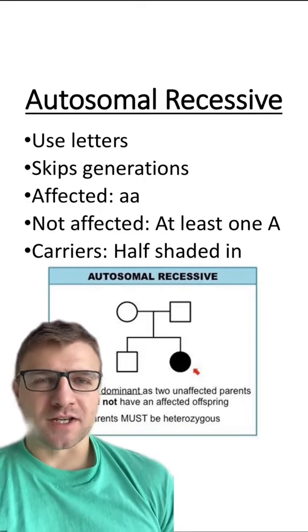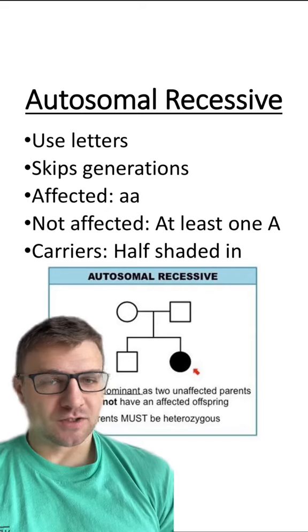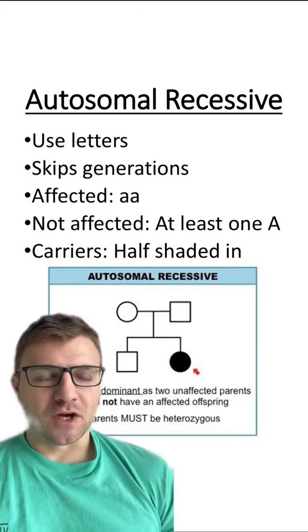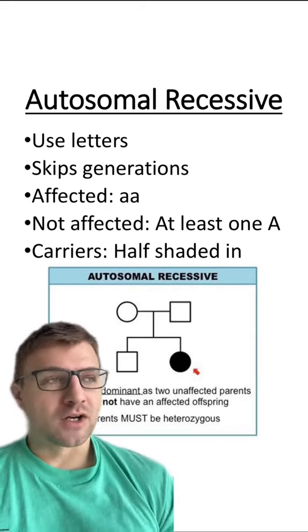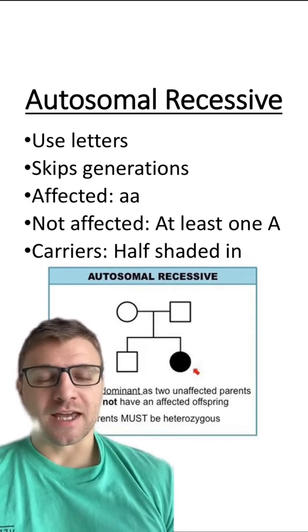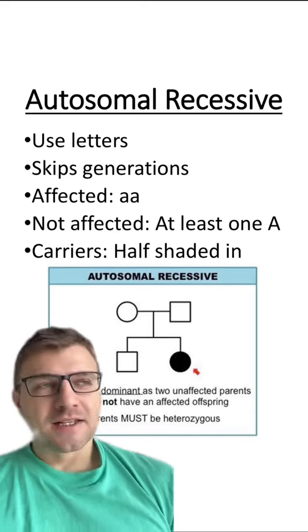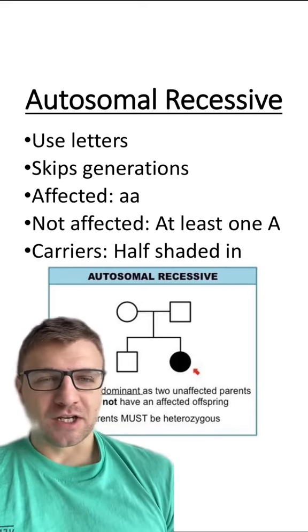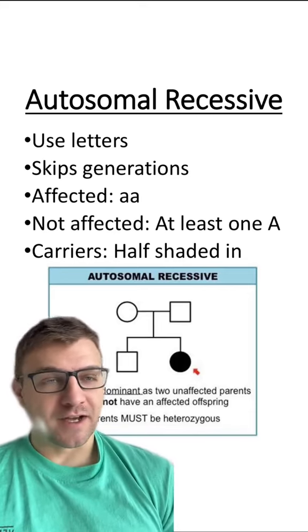Now, autosomal recessive traits tend to skip generations. Affected individuals are going to be homozygous recessive. People who are not affected are going to have at least one capital letter or dominant allele. Sometimes the carriers will be half shaded in, but sometimes you might find a pedigree where they're not half shaded in.